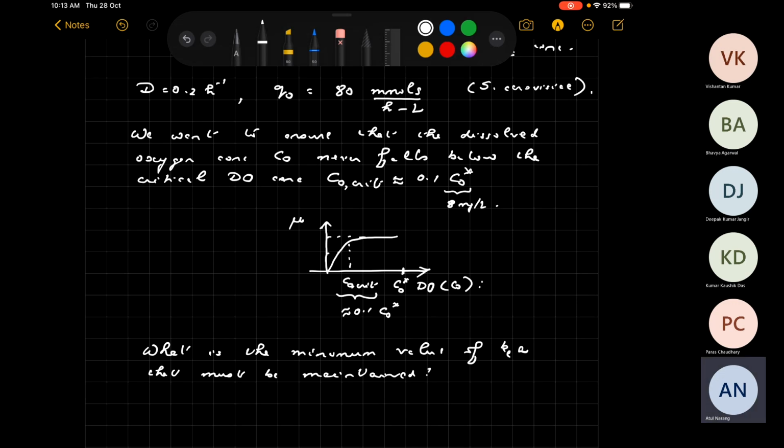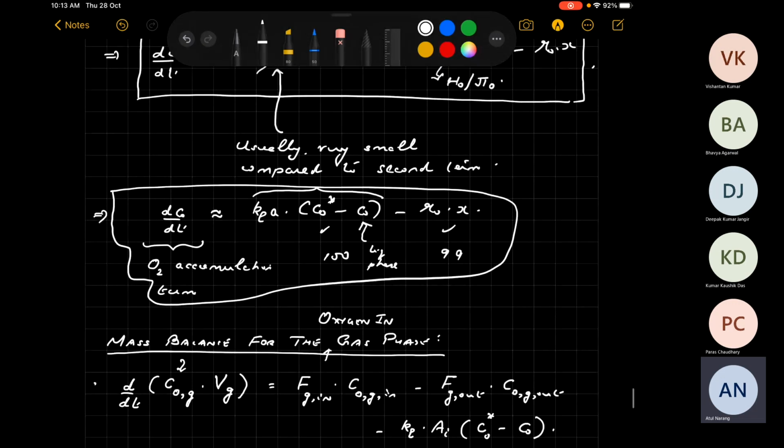So the question that is being asked is, if you go back to this equation over here, they have basically told you what ROX is, which they have given to you as 80 millimoles per liter per hour. And they have also told you that this concentration CO must never go below 0.1 CO star. That's the bare minimum you want. And the question is, what is the minimum value of KLA that you should maintain in order to ensure that CO always remains above 0.1 CO star? Is that question clear now?